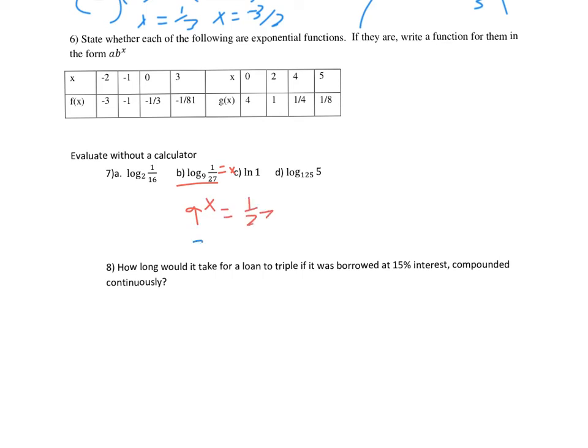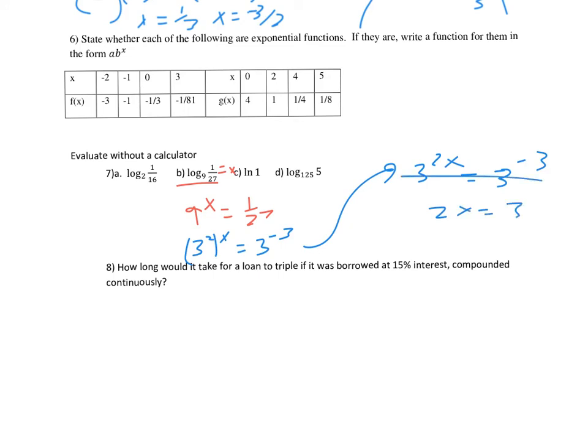I would then write these both as the power of 3, so this would be 3 squared to the x, and this would be 3 to the negative third. And so that means that 3 to the 2x equals 3 to the negative third, which means that 2x equals negative 3, because I can just drop those once they're the same. So x equals negative 3 over 2.